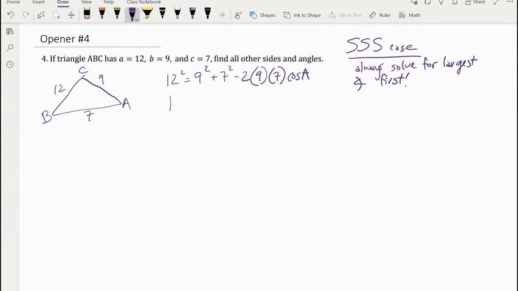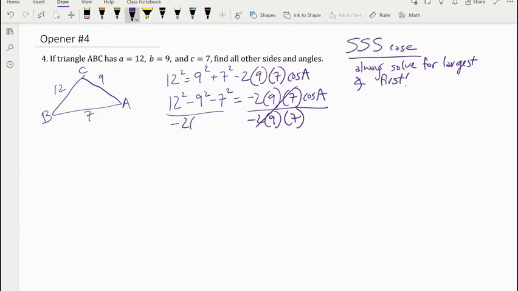So that's going to be 12 squared minus 9 squared minus 7 squared is equal to negative 2 times 9 times 7 cosine A. We're going to divide by this. Notice that I'm not even actually figuring out what this is because I'm going to plug it all into my calculator at once. And then I have cosine A is equal to whatever this is. So then to undo cosine, I'm going to take cosine inverse. And again, I'm just leaving all this because I'm going to plug all of this into my calculator at once.